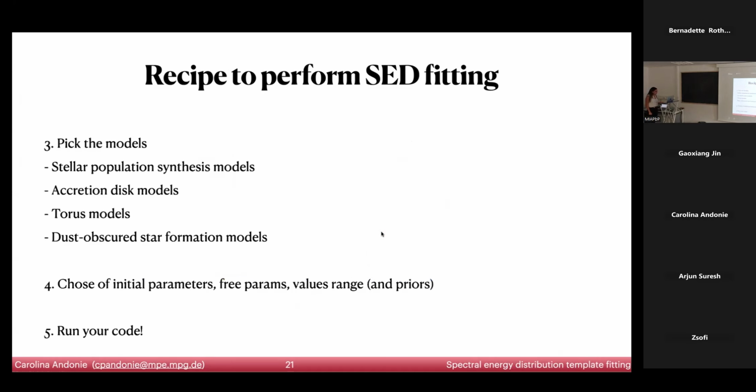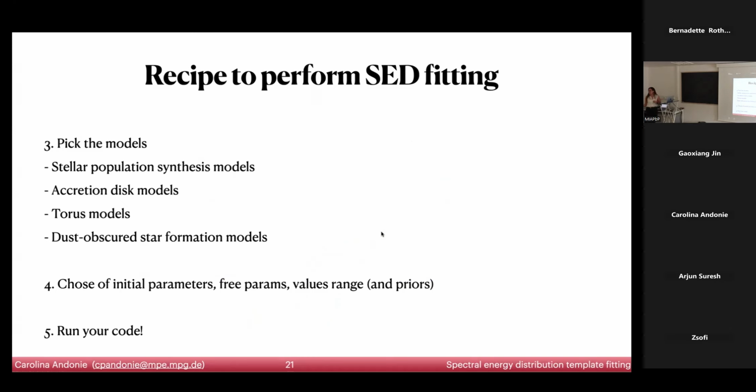And well, then, as I mentioned before, you need to pick your models, and it is important to understand what the limitations of the different models are and what I want to calculate, right? Because there are so many models.